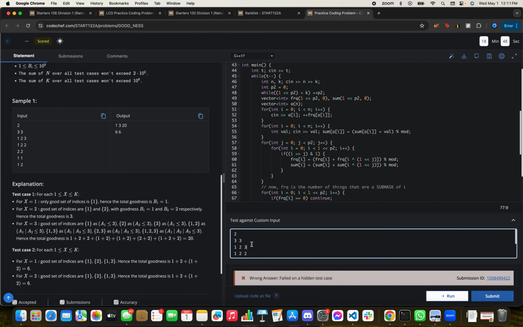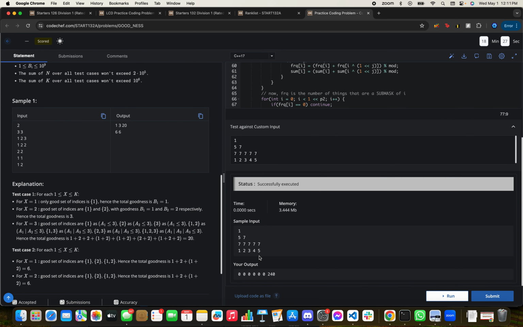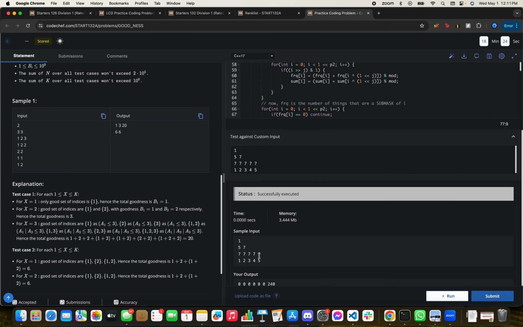Okay, let's just do like a funny example here. So this is gonna be like, let's just say like 7, right? 5, 7, 7, 7, 7, 7, 7, and then it's just gonna be like 1, 2, 3, 4, 5, right? What does this get? So it should be like 15 times 16, 240. Yeah, that's correct.